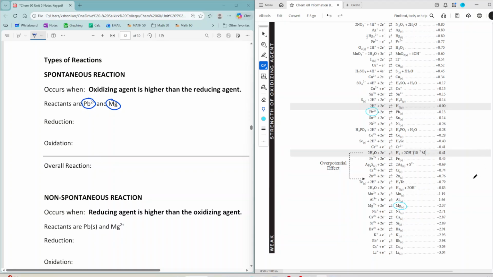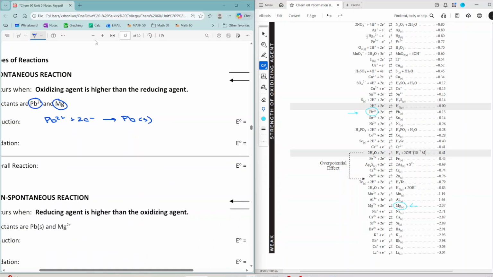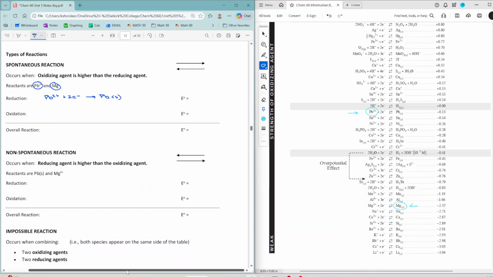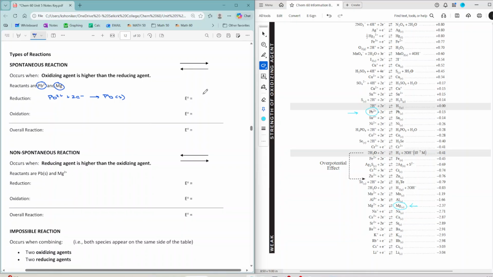Now this one's set up to succeed. I have the lead ion higher on the table than the magnesium ion or magnesium metal. So the lead ion is going to be my reduction reaction. Pb2 plus 2 electrons goes to, I'm writing a half reaction, so I'm going to switch to a one-way arrow, to Pb solid. And the E value of this reaction is negative 0.13, and that's okay.